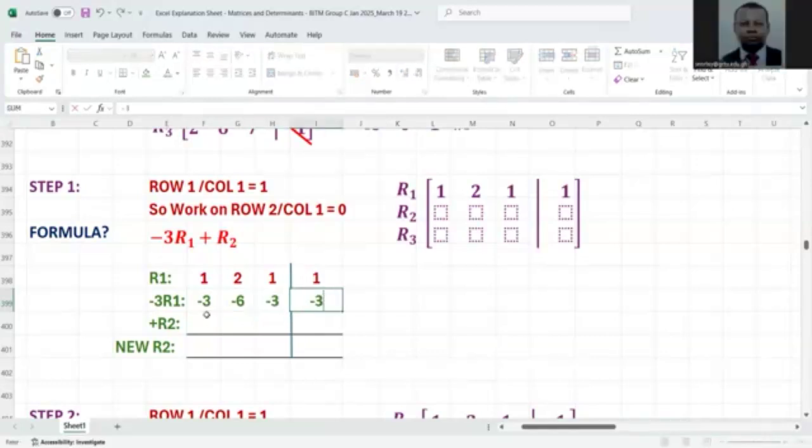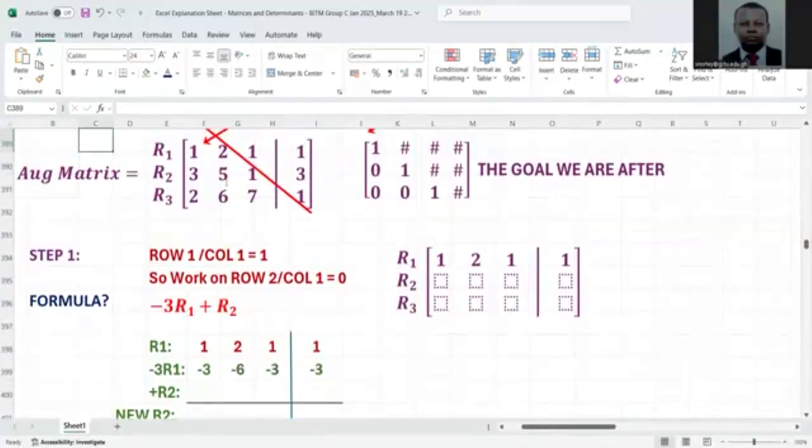Now we are going to add these values here to row 2. What is the value of my row? The values of row 2 is 3, 5, 1, 3. So 3 here, 5 here, 1 here, and then 3.